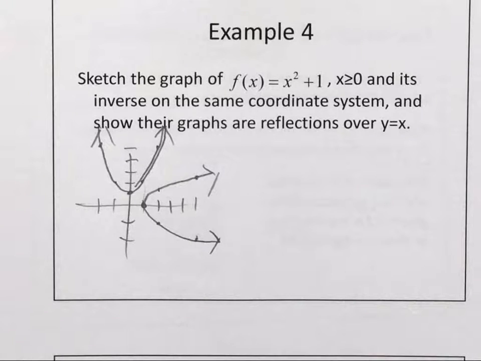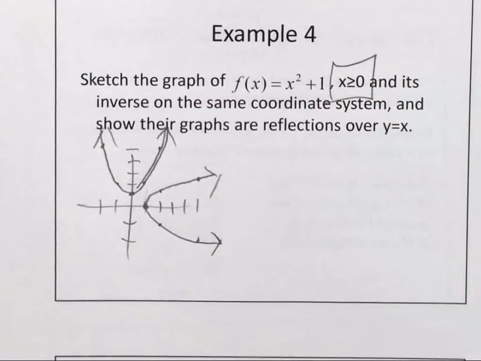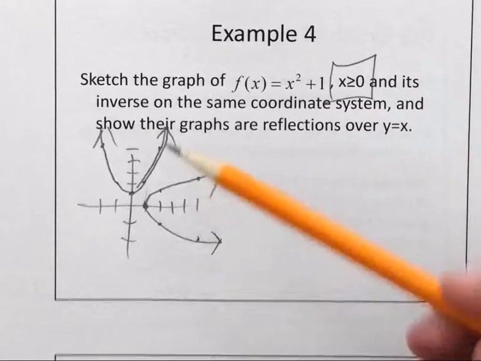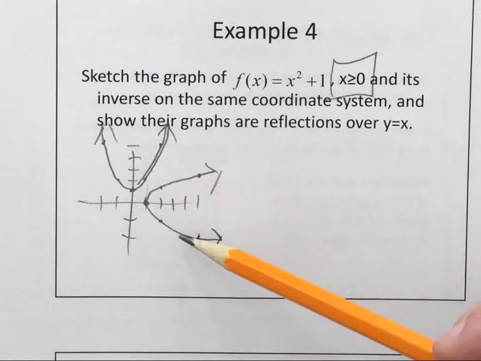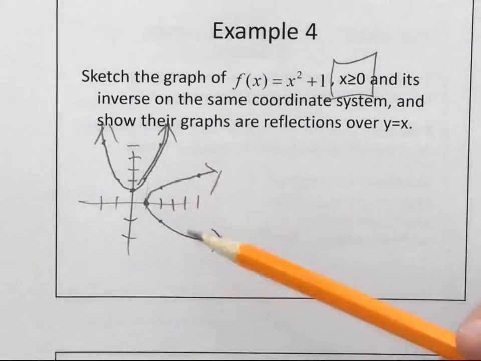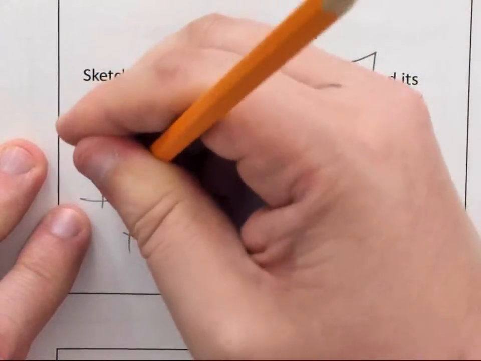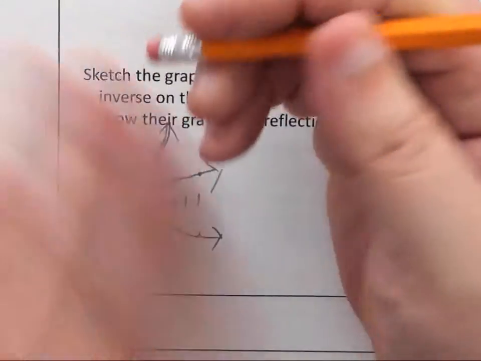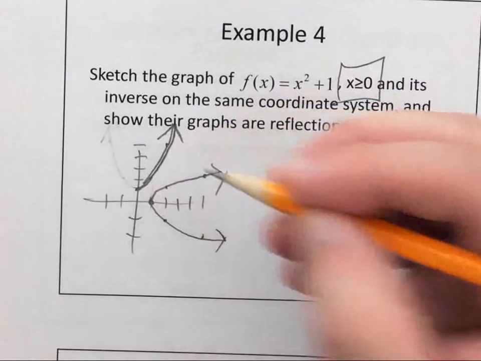So what did I skip? x is greater than or equal to 0. You have to watch out for this. The problem is, this thing doesn't actually have an inverse the way it is, because this inverse would not be a function. So what I need to do is actually only look at x is greater than or equal to 0. So I'm only looking at this right branch of the parabola.